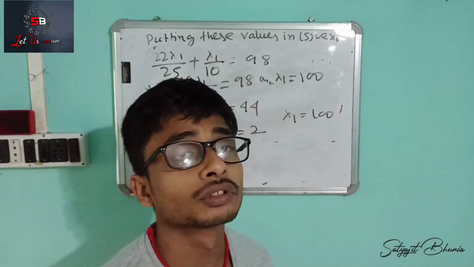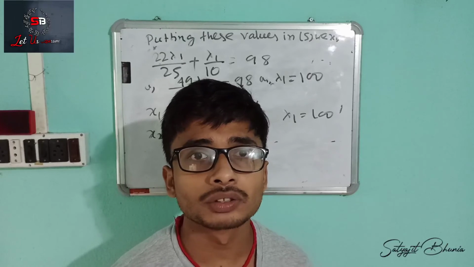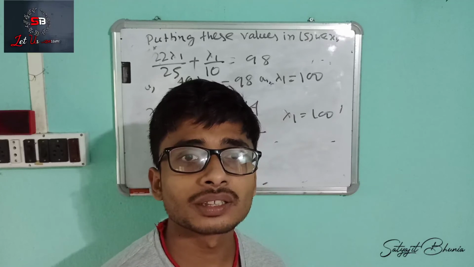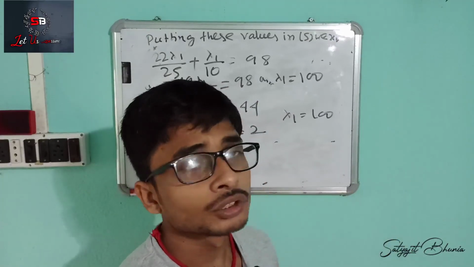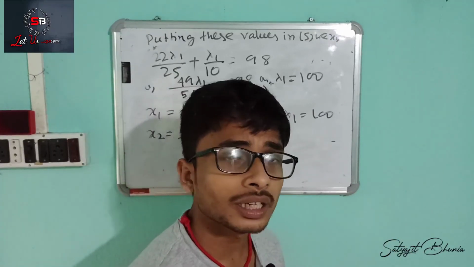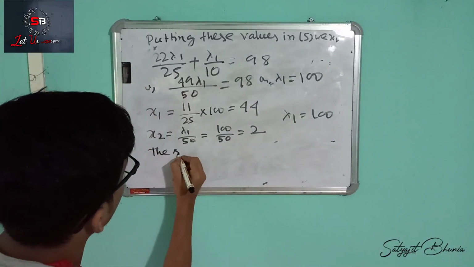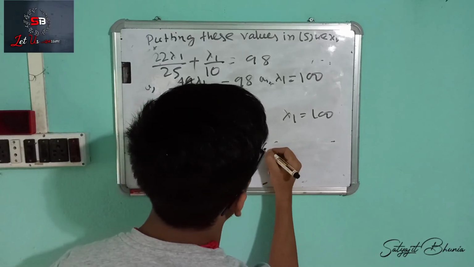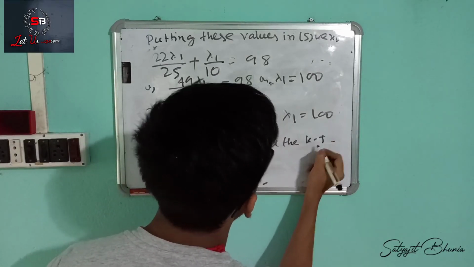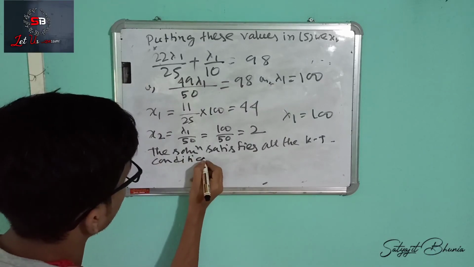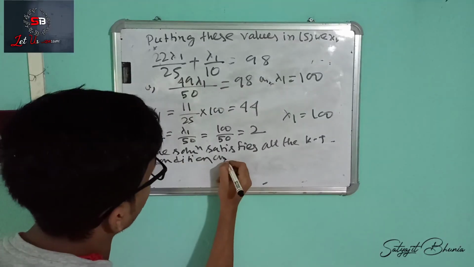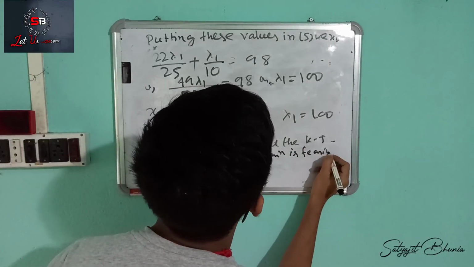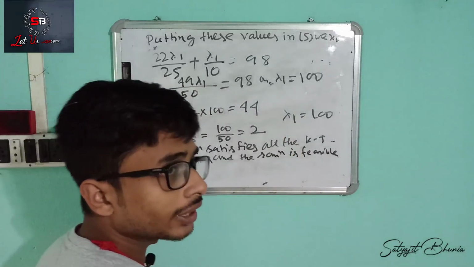And what is the fourth condition? Fourth condition is lambda 1 greater equal to 0 for the maximization problem. Lambda 1 is clearly greater equal to 0 for this problem. So this will satisfy all the Kuhn Tucker conditions. The solution satisfies all the KT conditions, and the solution is feasible also, since x1 is greater equal to 0 and x2 is also greater equal to 0.